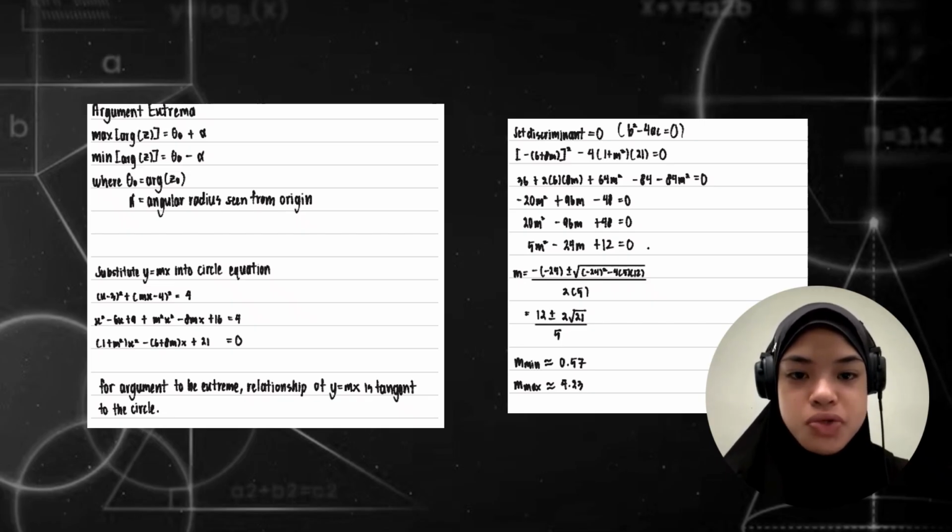We substitute y equals mx into the circle equation. We set the discriminant as 0, so the line intersects the circle at one point only, meaning it is tangent to the circle. Next, find the values of m minimum and maximum using the quadratic formula.